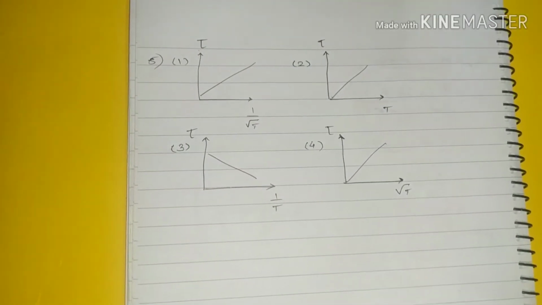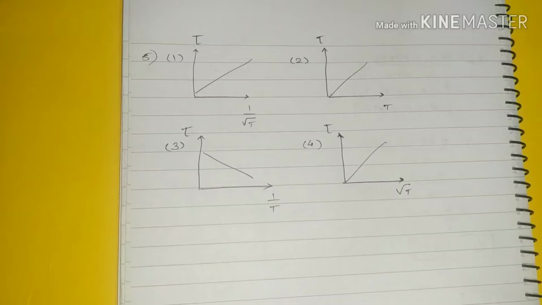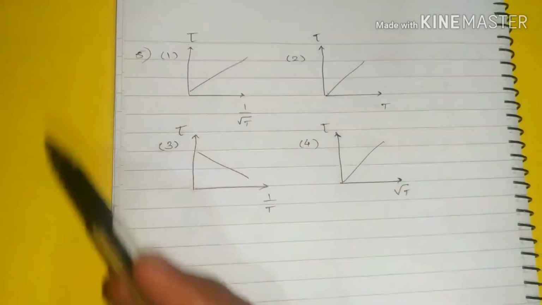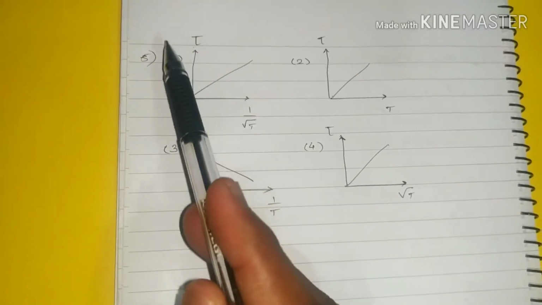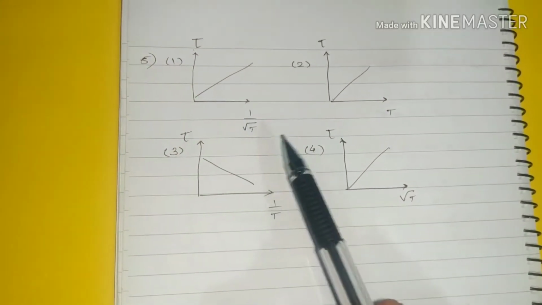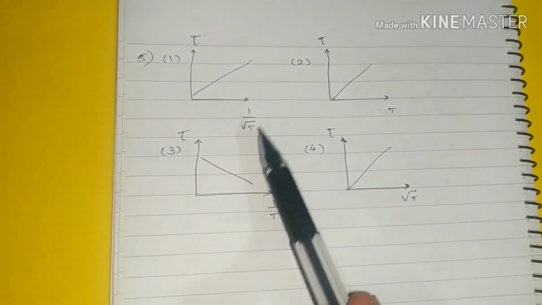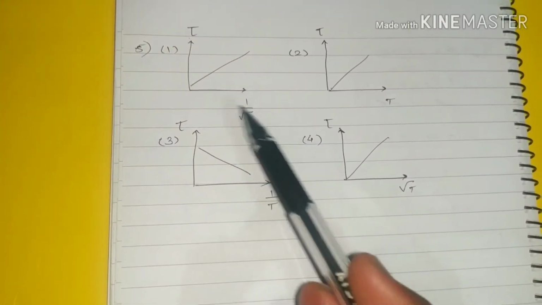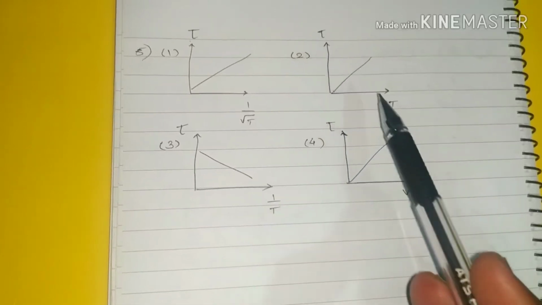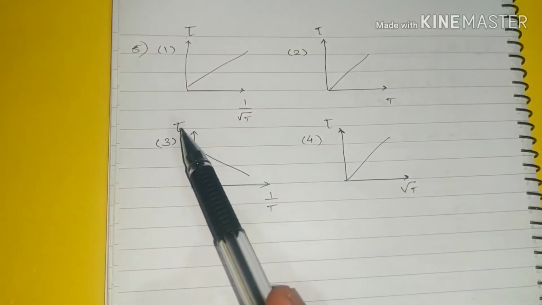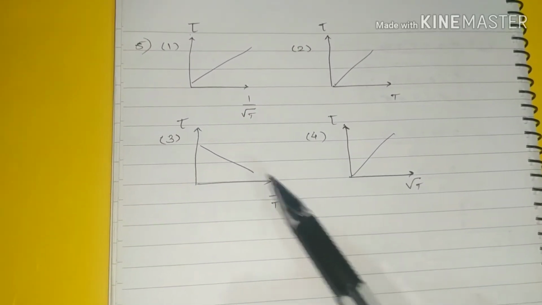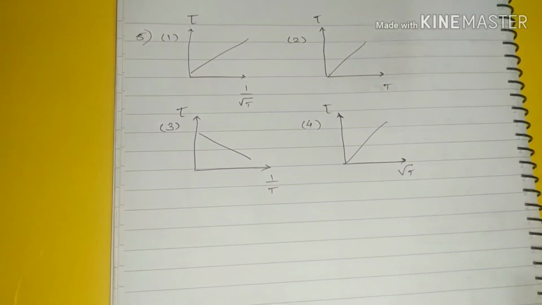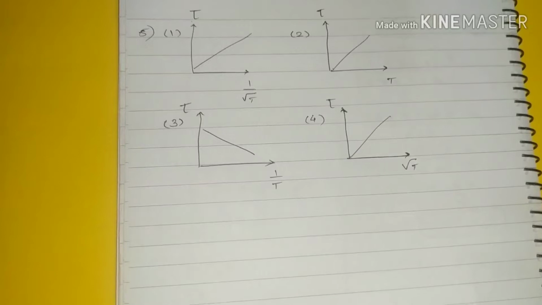Hello guys, let us try to understand what is the fifth question. In fifth question, they have given you four graphs, four options. In all these graphs, tau represents the relaxation time of gas molecules and T represents the temperature. In the first graph, they have said that tau is directly proportional to 1 by root of T. Second graph, tau is directly proportional to T. In the third graph, tau is inversely proportional to 1 by T. In the fourth graph, tau is directly proportional to root of T. We have to find which one of the graph is correct.